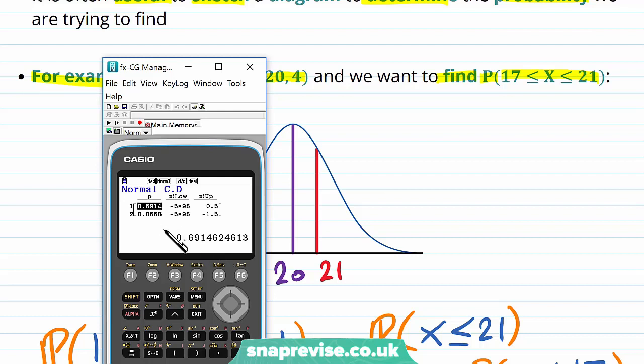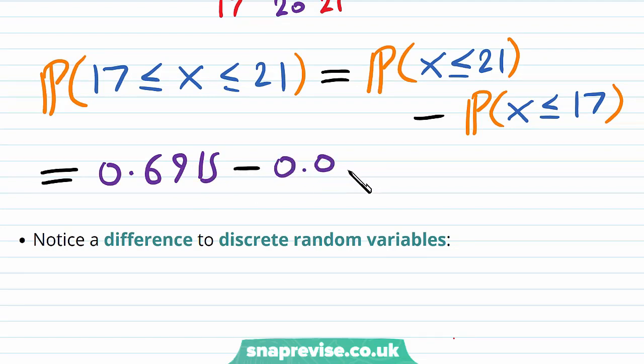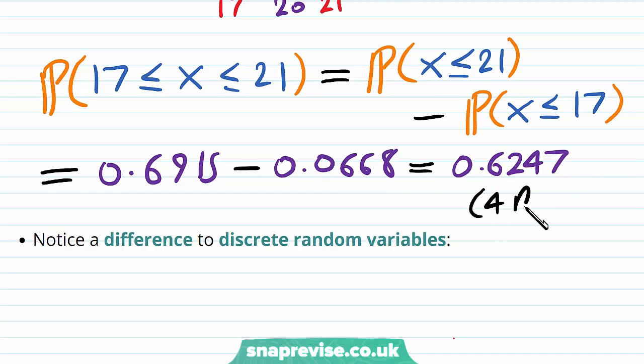0.6915 and 0.0668. And so we can write these down and subtract them, and we have the 0.6915, and then we subtract the 0.0668, and this gives us 0.6247 to 4 decimal places.